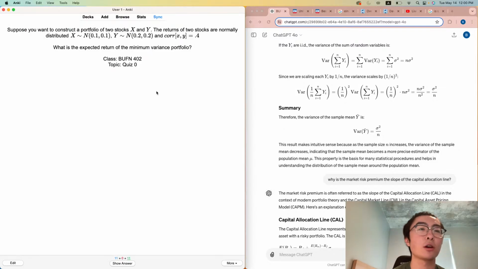Suppose you want to construct a portfolio of two stocks, X and Y. The returns of the two stocks are normally distributed. X is 0.1, 0.1, Y is 0.2, 0.2, correlation XY 0.4. What is the expected return on the minimum variance portfolio?